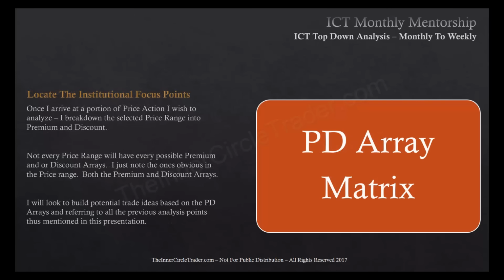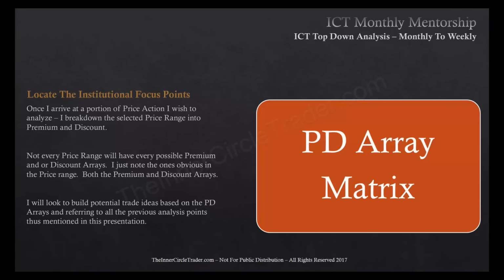Okay, then I locate the institutional focus points, and that's going to be in the PD array matrix. And once I arrive at a portion of price action I wish to analyze, that being usually within the scope of the last 9 to 18 months, it can deviate a little bit based on the market structure, but I look about that far back on the monthly chart, and I break down the selected price range into premium and discount.